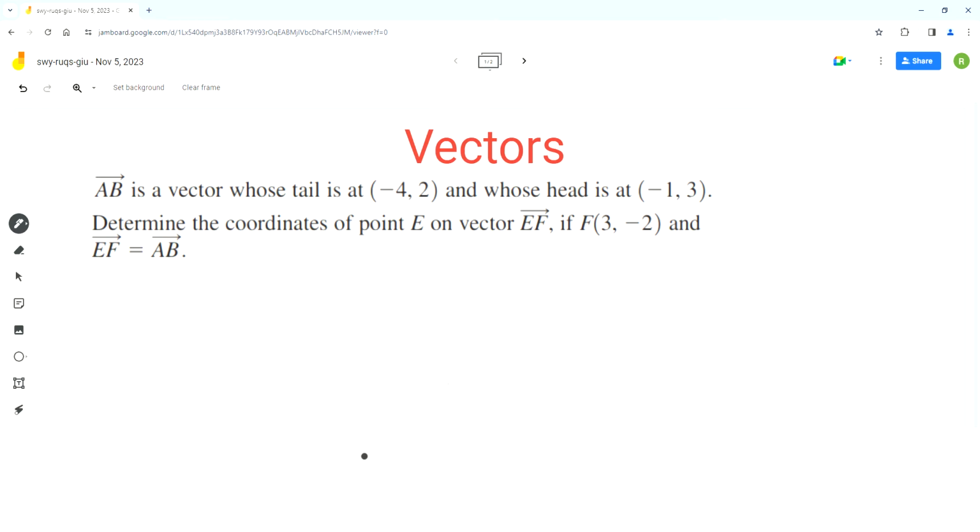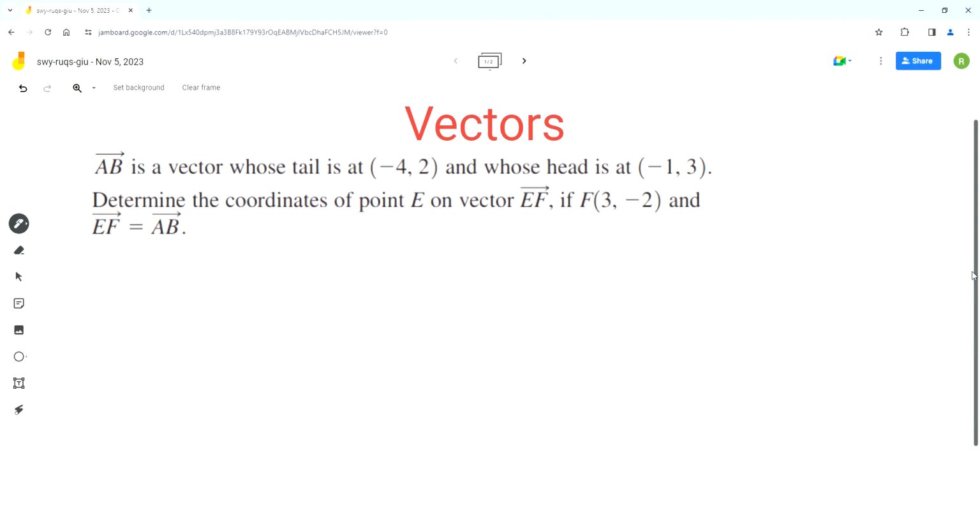Hello everyone. In this video, we will solve this problem based on the concepts of vectors. So as per the problem, AB is a vector whose tail is at (-4, 2) and whose head is at (-1, 3). Determine the coordinates of point E on vector EF such that point F is (3, -2) and vector EF is equal to vector AB.